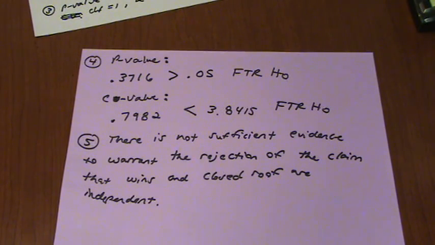What does that mean? Well, that means it does not appear that a closed roof gives them an advantage, because basically we're saying they're independent of each other, so one doesn't cause the other one to happen. So closed roof gives them no advantage really, based on this particular data, this particular sample of information.